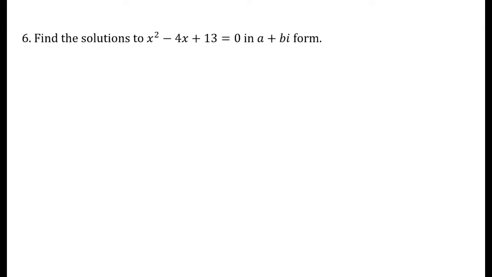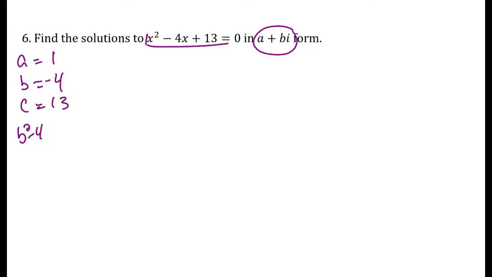Find the solutions to x squared minus 4x plus 13 equals 0 in a plus bi form. So when I'm solving a quadratic and I already know there's going to be complex solutions, I'm not even going to try to factor. I'm going to jump right to the quadratic formula. So I need to figure out what's my a, what's my b, and what's my c. Well, a is 1, b is -4, c is 13, and while we're at it, let's compute the discriminant. b squared minus 4ac is b squared, 16, minus 4 times 1 times 13.